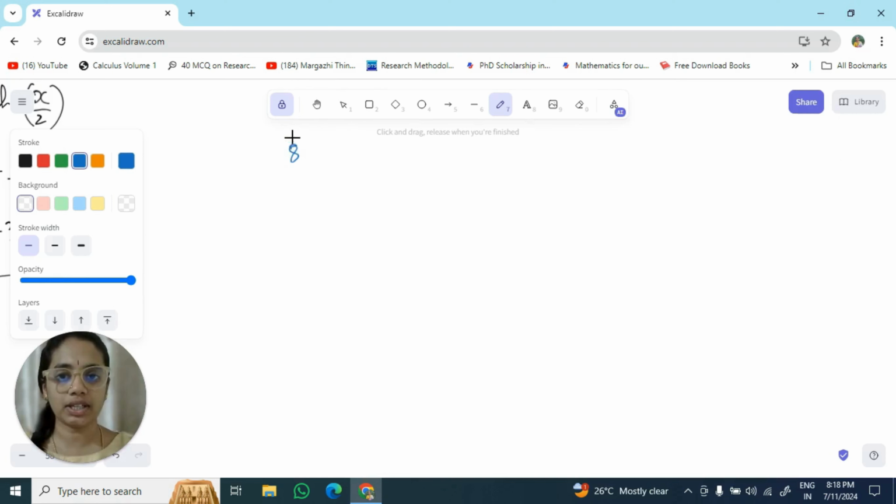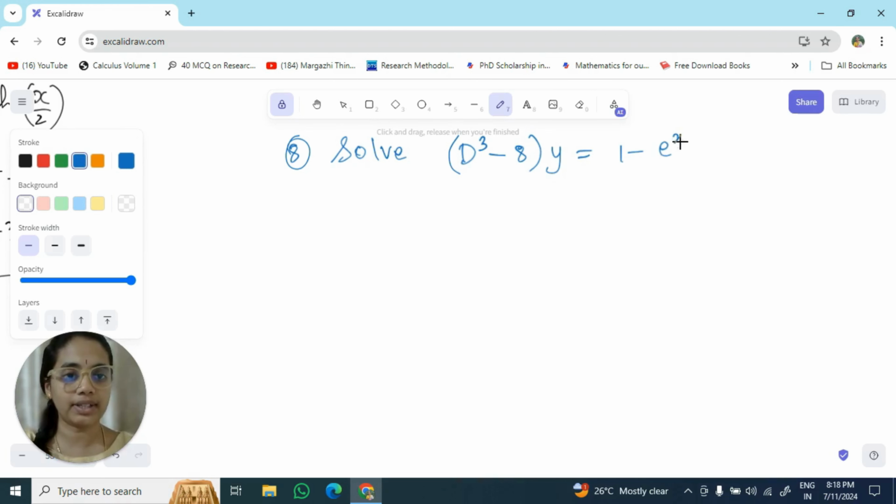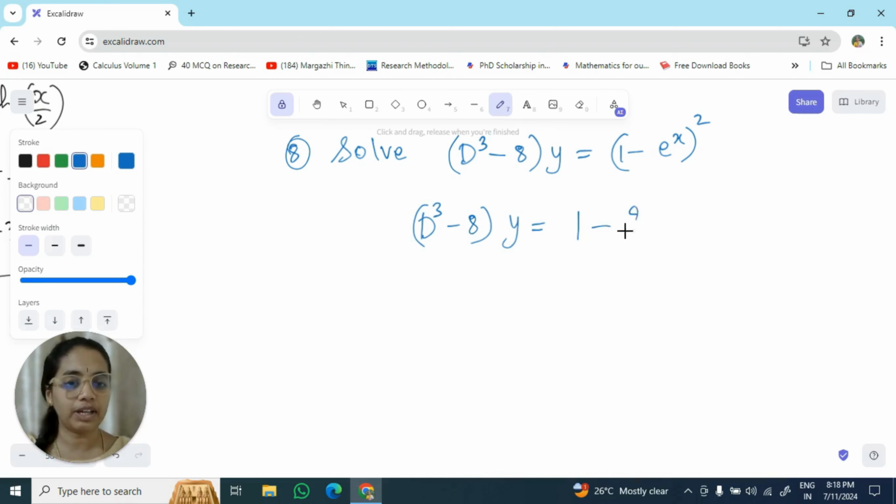Okay, so our 8th question says solve d cube minus 8 whole thing into y is equal to 1 minus e power x the whole square. Yes, so what is the value over here? What is the value of a minus b the whole square? What happens to our RHS? We get d cube minus 8 whole thing into y is nothing but a square minus 2ab plus b square. E power x whole square is nothing but e power 2x. We can just multiply the powers.